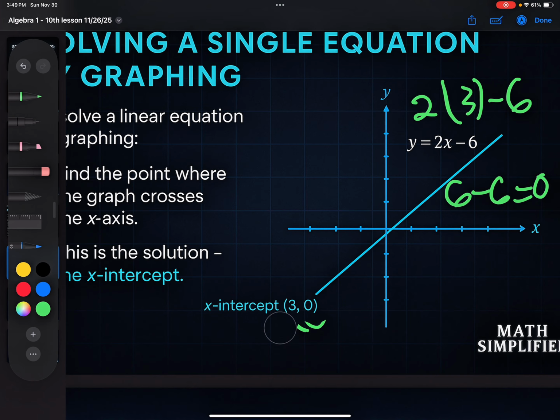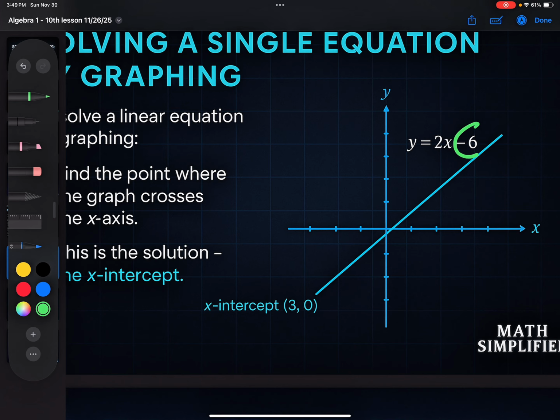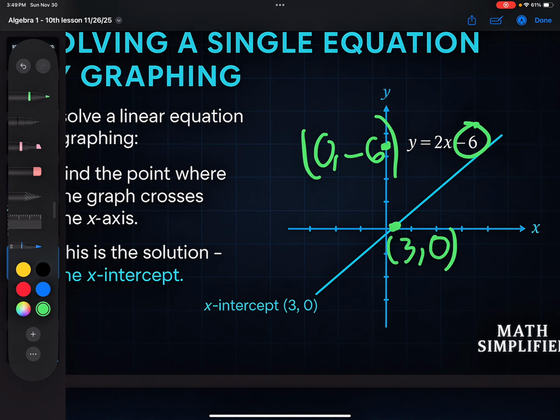So what that means is that our x-intercept, you know how this point here would be our y-intercept, negative 6, because there's a 0 for the x coordinate. It's exactly the same thing for the x-intercept. When there's a 0 in the y coordinate, that makes it the x-intercept. So there, that would be our solution, around there, (3, 0), when we're trying to find the x-intercept.